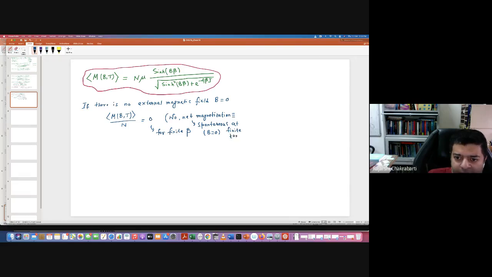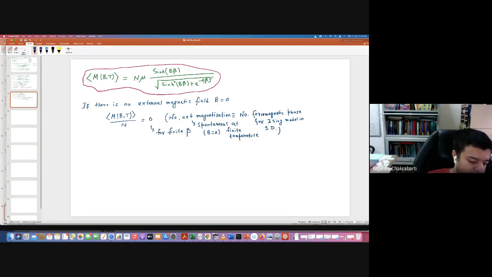Because you assume that beta is finite, no? Beta is the inverse of temperature. Beta is 1 over k_B T. So if you don't understand, you ask me. Ferromagnetic phase for the Ising model in one dimension. So this statement is clear, the one I have written here.